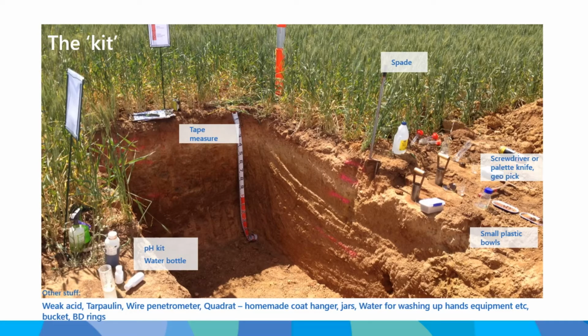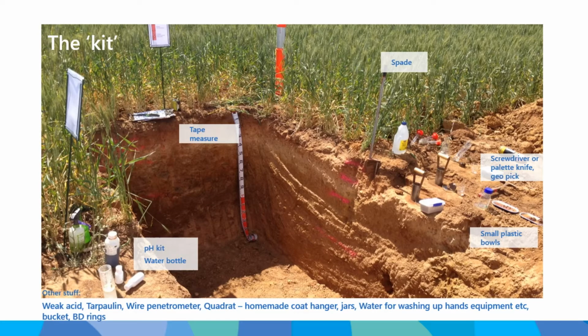Another good thing to have is small white plastic plates or bowls, white because it's easy to see. That's really good for your pH measures, but also your slaking and dispersion tests later on, which we'll talk about. So they are really good bits of kit to have.